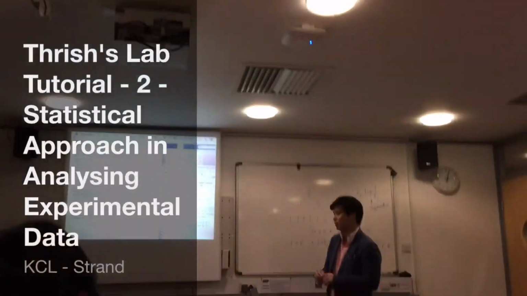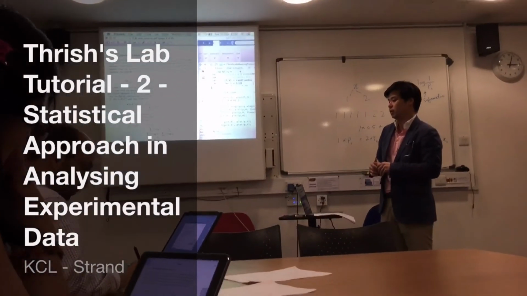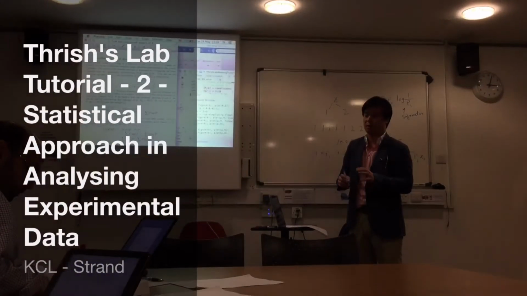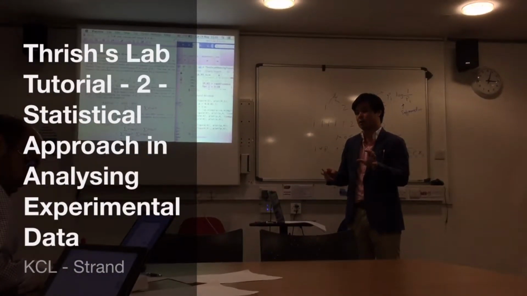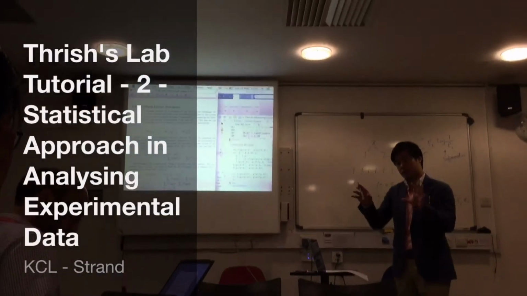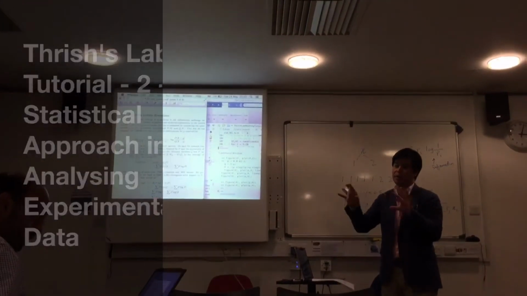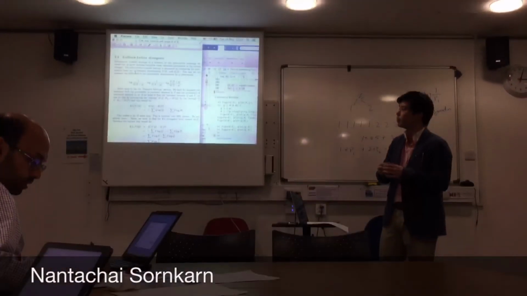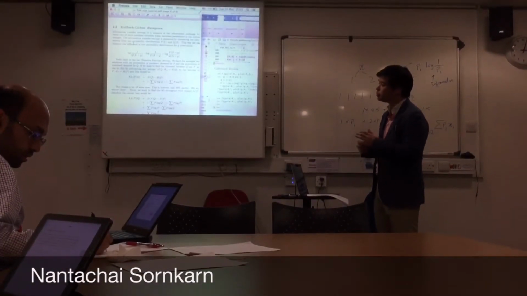KL divergence is nothing but just to compare two entropies and how far apart these two entropies are from each other. So the distance, the relative distance between two distributions.